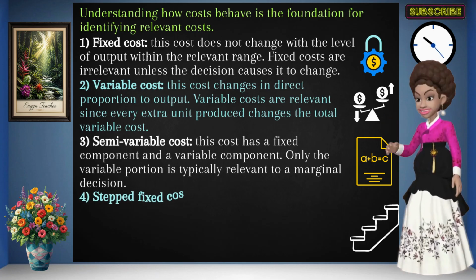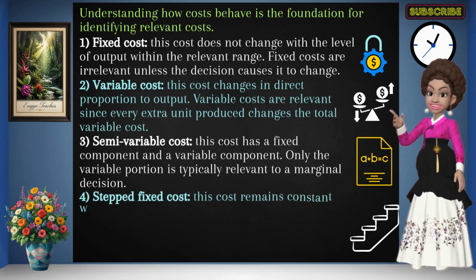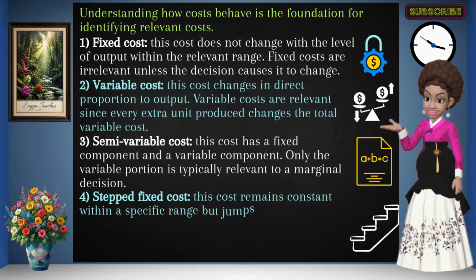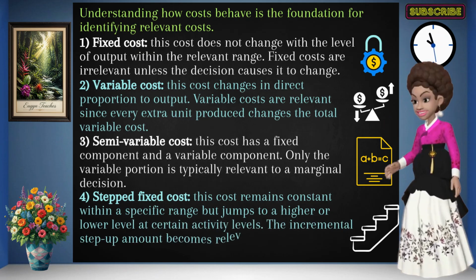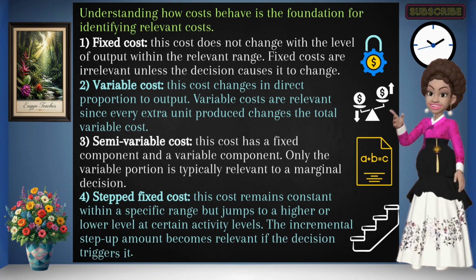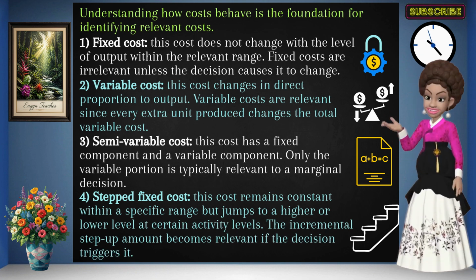4. Stepped fixed cost. This cost remains constant within a specific range but jumps to a higher or lower level at certain activity levels. The incremental step-up amount becomes relevant if the decision triggers it.